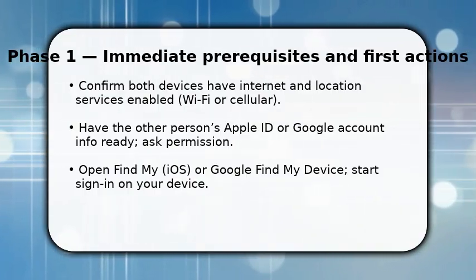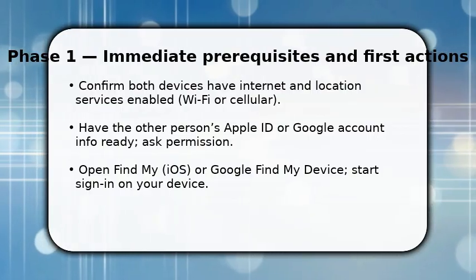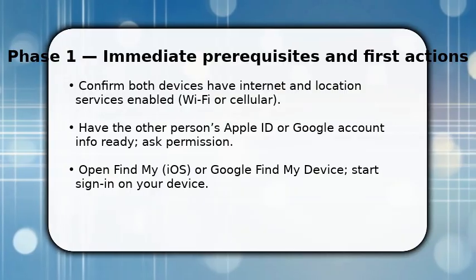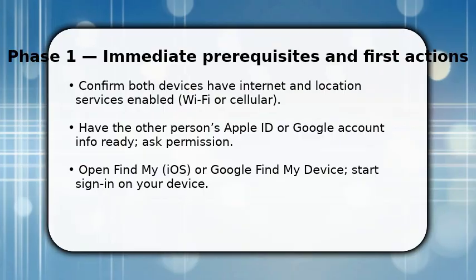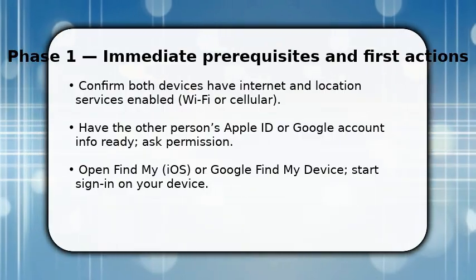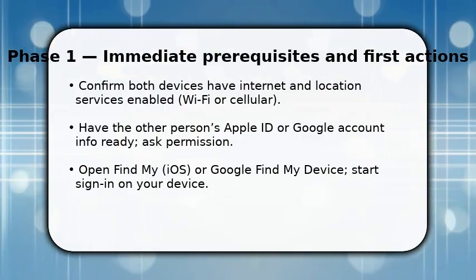Sign in with the owner's account only if they've explicitly allowed it, or ask them to add you as a trusted contact. This avoids account sharing. Now, make sure you're in the Apps, People, or Devices tab so you can start locating or inviting right away.